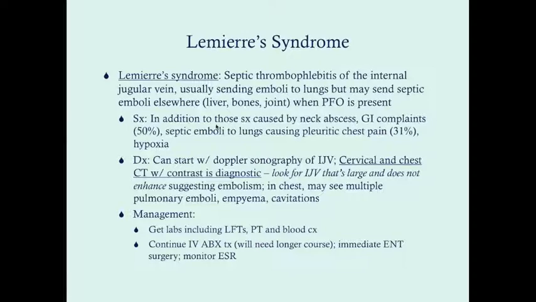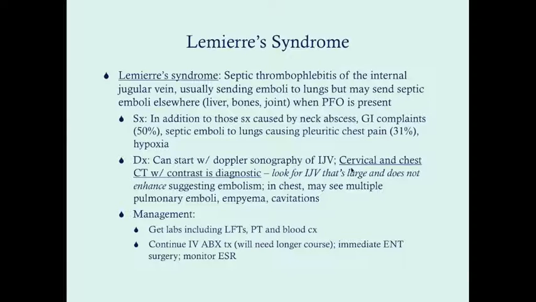Okay, so in addition to those symptoms caused by neck abscesses, these patients may also complain of GI complaints as well as pleuritic chest pain, and they can demonstrate hypoxia, probably because they're not breathing enough from the pain. For diagnosis, best first step is going to be a Doppler sonography of the internal jugular vein. If you have these symptoms and then you do your Doppler on the internal jugular vein and you note that there is thrombosis, pretty much have a diagnosis of Lemierre syndrome.